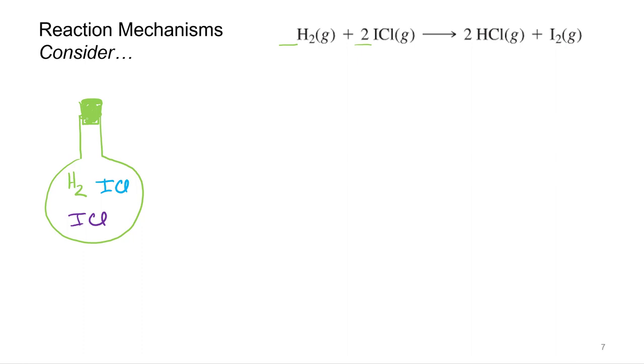So this is a reaction involving three molecules. Now, if it required all three molecules to collide at the same time with the proper orientation, that's called a termolecular reaction, so ter for three. And those are actually pretty rare. The likelihood of three molecules coming together at the same time with all the kinetic energy just doesn't happen. So a lot of times reactions that involve more than two reactants happen in multiple steps. What first happens is this hydrogen will bump into this ICl.